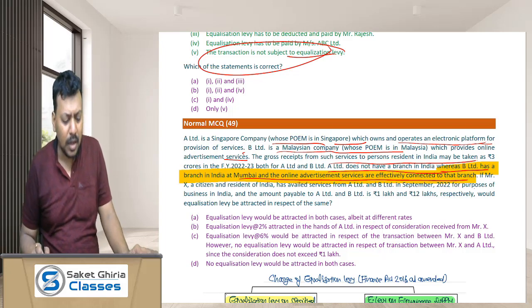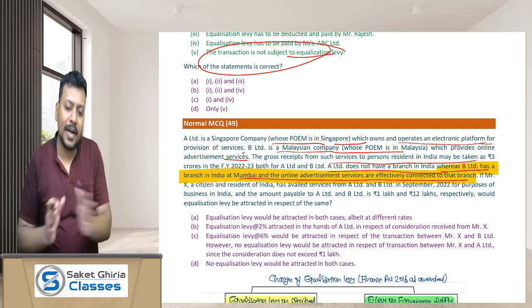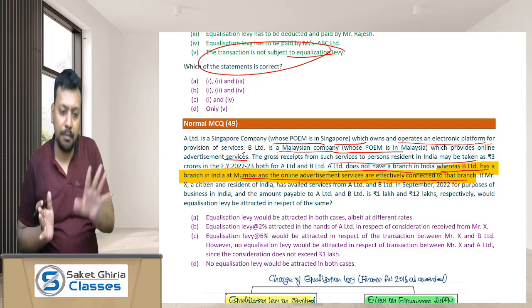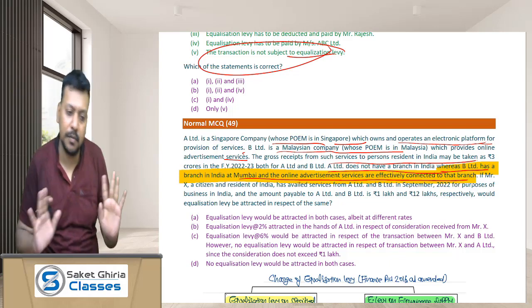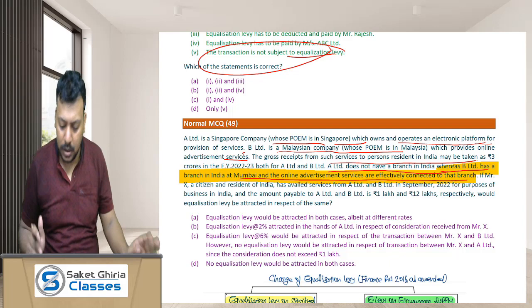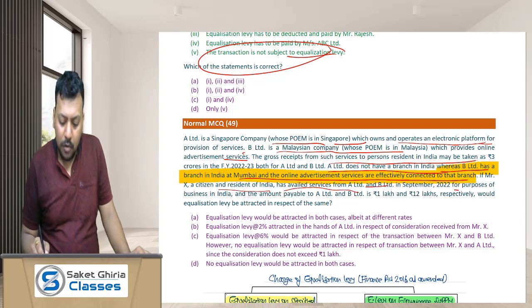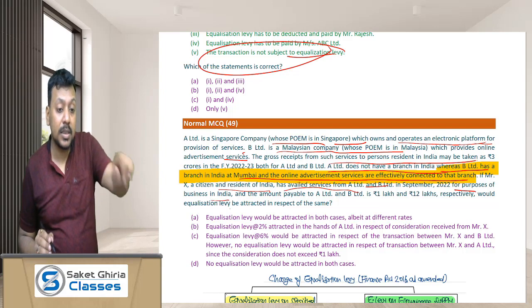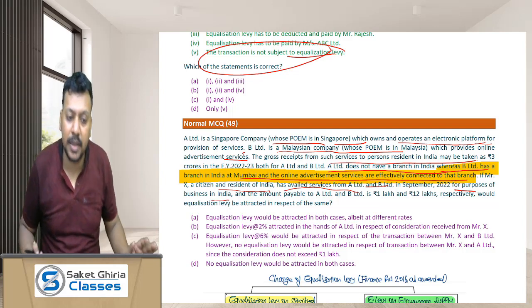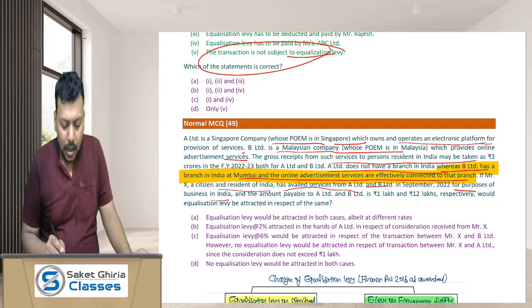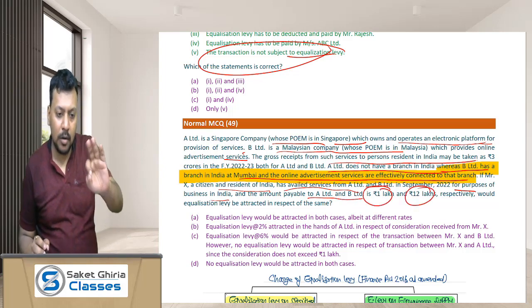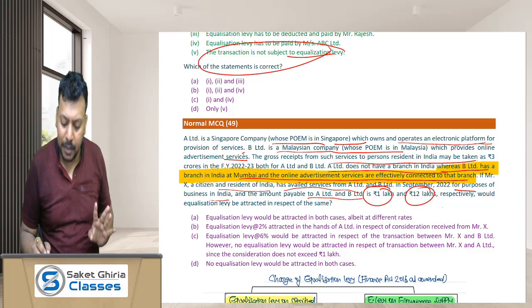Okay. So equalization levy is not attracted on B Limited because B Limited has a PE in India and the services are effectively connected with that PE. So B Limited is out of the picture for now. If Mr. X, a citizen and resident in India, availed the services from A Limited and B Limited, for the purpose of his business in India, means the condition is fulfilled that Mr. X has taken the services for his business. Okay. And the amount payable is 1 lakh and 12 lakh, means A Limited is paid rupees 1 lakh, and B Limited rupees 12 lakh.